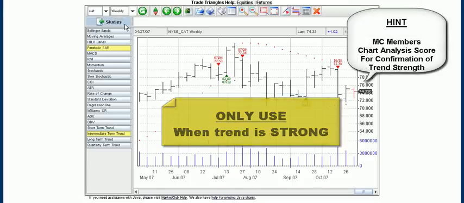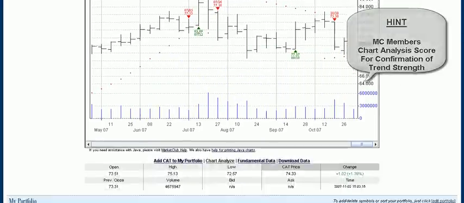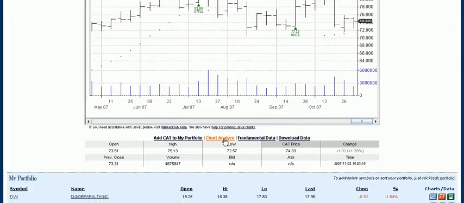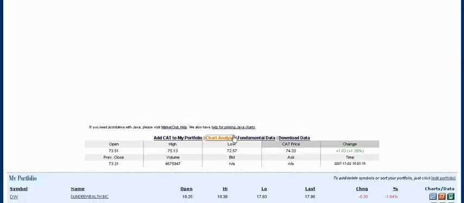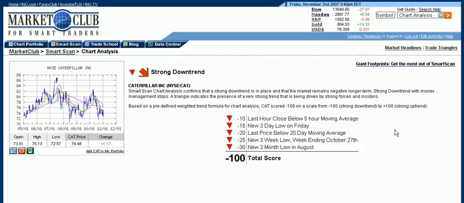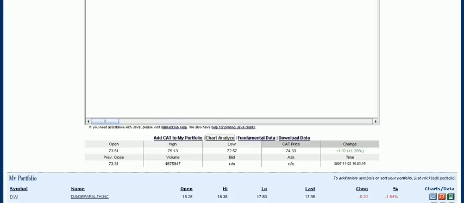MarketClub members are in luck because they have use of the chart analysis tool, and we can get to it by using the link right below the chart. And there we see that CAT, it's at a -100, suggesting this is a strong trending market and that we can trust the acceleration factor for the parabolic SAR to be correctly read and placed. So we'll just go back to our chart right here.